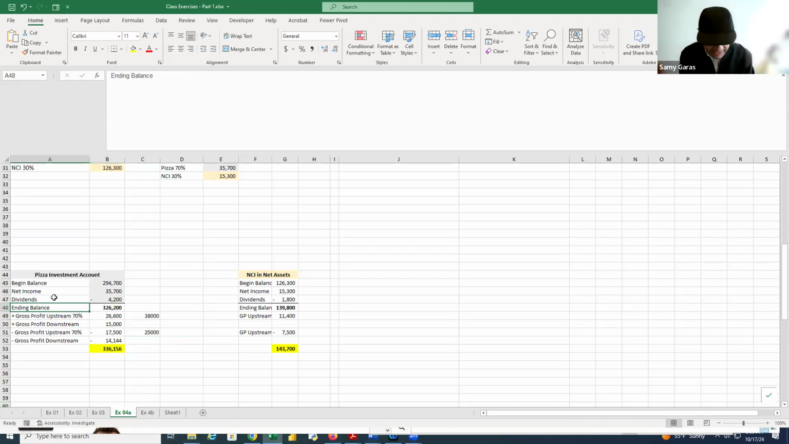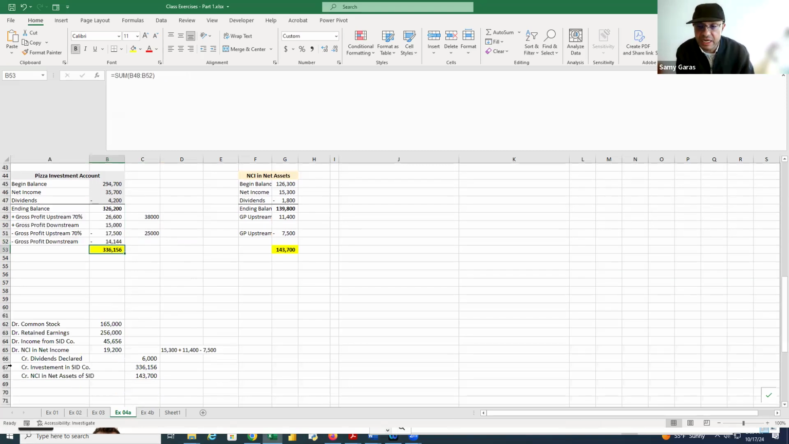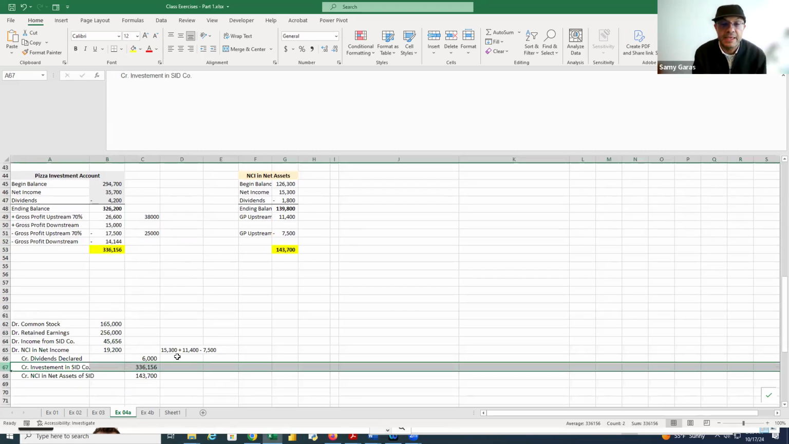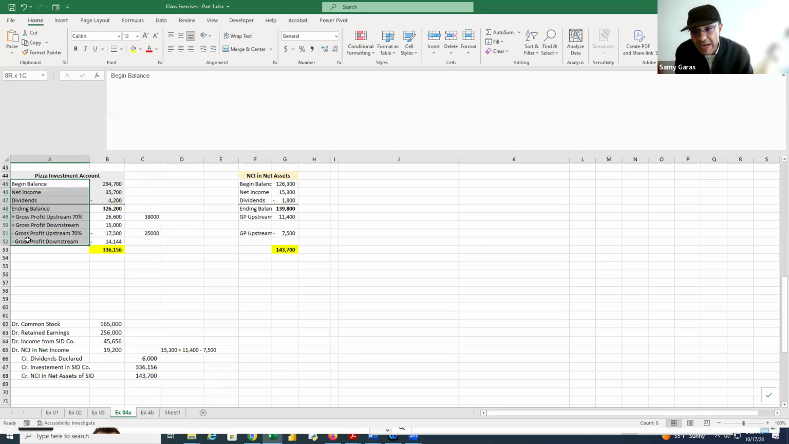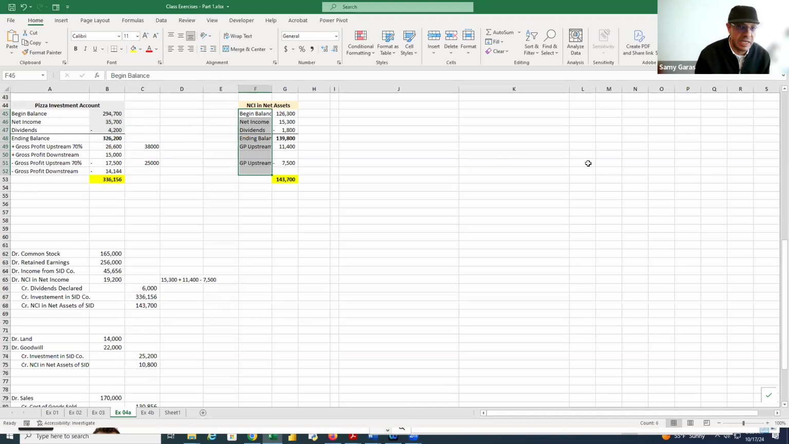When we add ending plus gross profit from last year minus the unrealized gain of this year, we get 336,156. This will be my investment account here. Now I need to do the same accounts to the NCI. The only difference between these accounts and here, is that in the NCI, we don't see downstream. Why? Because the downstream gain or loss is only for the parent.